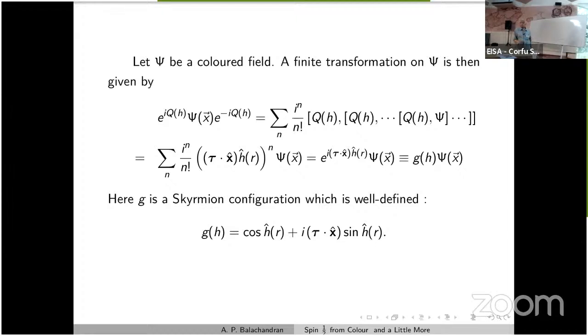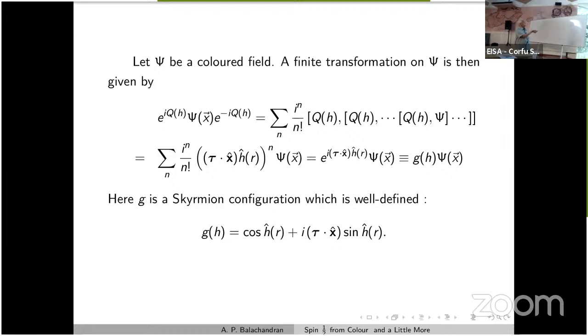Now, does Q of H produce a winding number transformation? There are two properties of Q of H. I'll tell you both. The first is, let us see what happens to Q of H. Okay? So let psi be a colored field. It could be a matter field. It need not have spin, but it should be a matter field. So I can compute the finite transformation on psi by conjugating it with exponential I Q H. So I look at this object and write this as a power series. And each term of the power series can be computed.